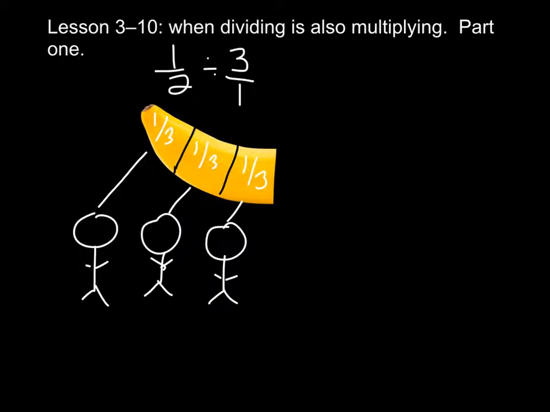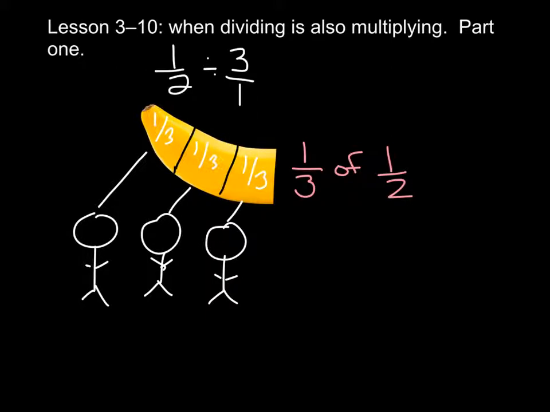Remember what I just said. Each person is going to get 1/3 of a half. 1/3 of 1/2. Now I want you to be aware right away that when you look at our 2 problems right now, our division problem and our multiplication problem, we see that we have very similar factors. We have a half over here, we have a half here. We have 3/1 here, and we have the exact opposite, 1/3 here.